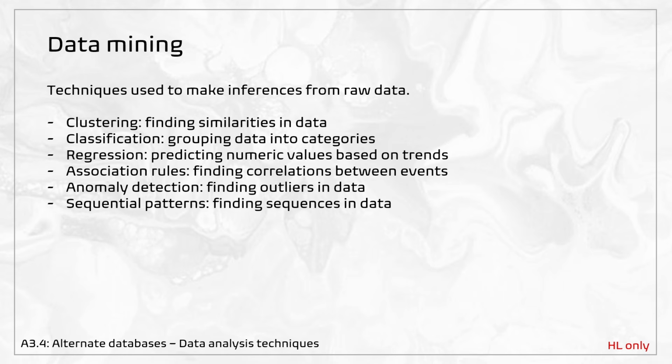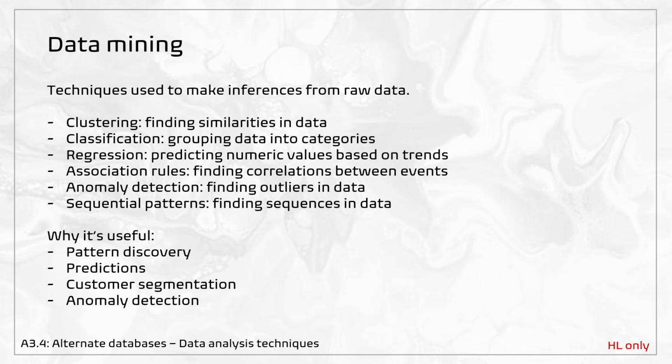new data points. Association rules, or really association rule mining, is when correlations are found between data. It finds the likely effects of certain causes. Anomaly detection finds outliers in datasets, and sequential patterns find orderly sequences in data. Data mining is at the heart of business intelligence. It helps businesses find patterns, make predictions, understand how their customers are separated, and remove anomalies. These will also be very important in the next topic, machine learning, which is in A4.